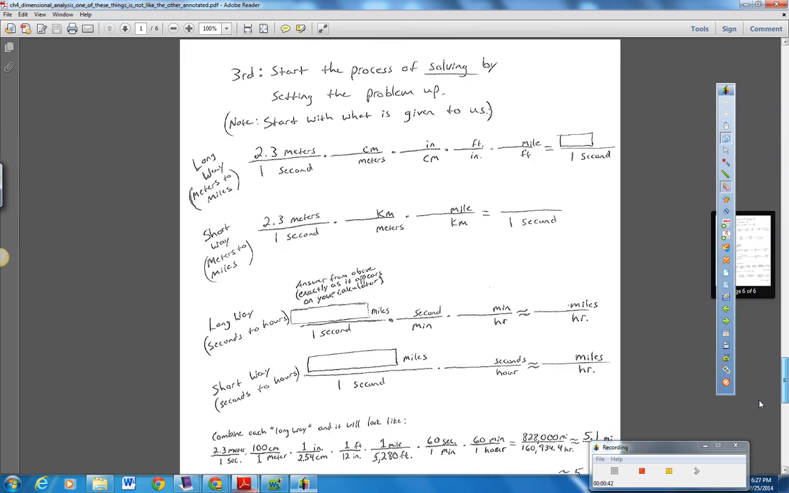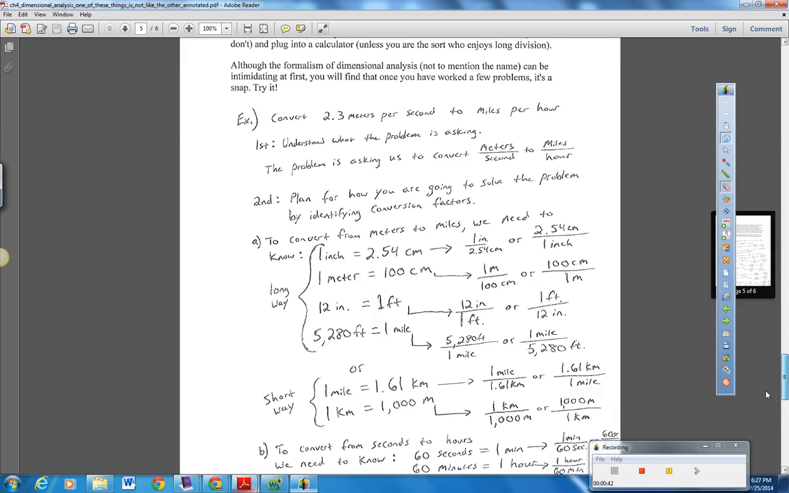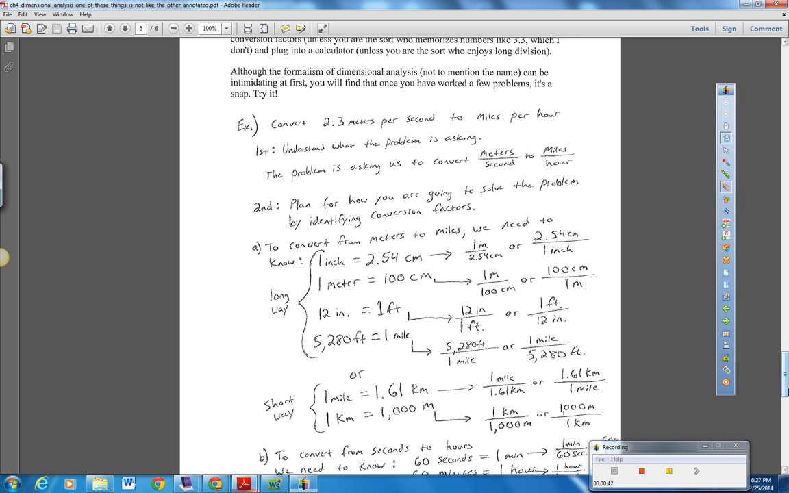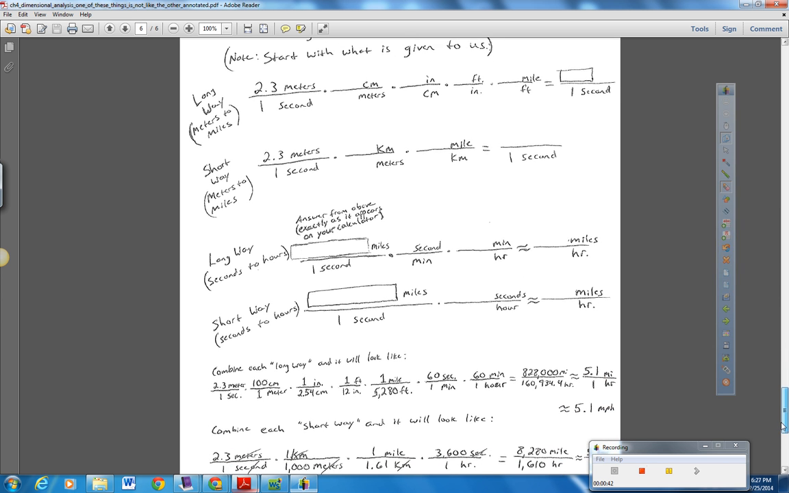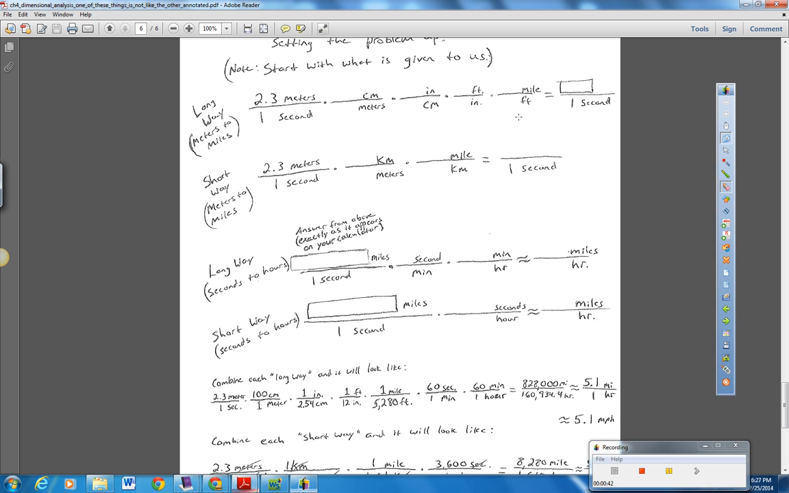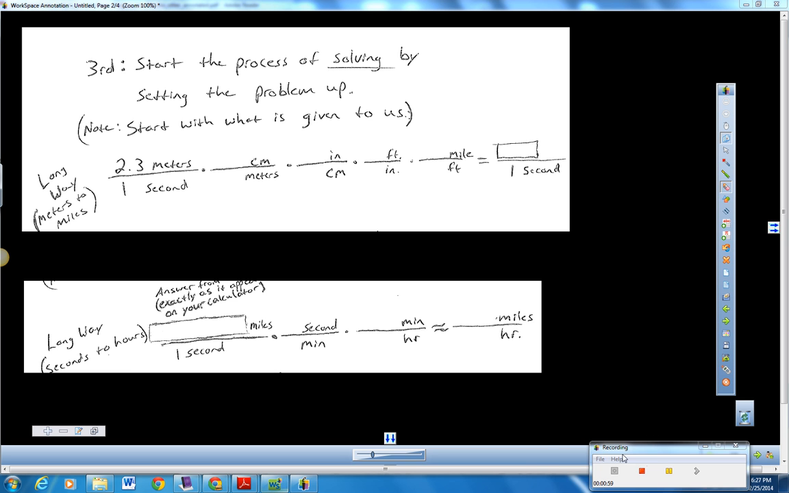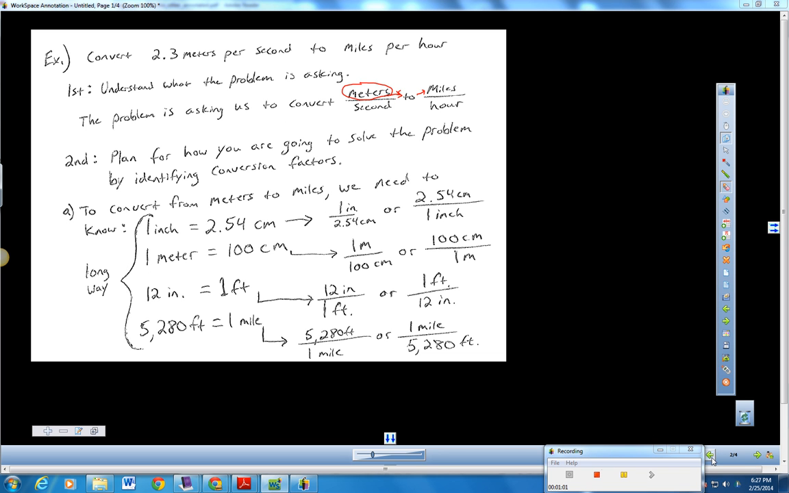The page that I'm talking about is right here, the very last page. What is our goal here? Our goal when we started out with this was to convert 2.3 meters per second to miles per hour. So you can see here, what's it asking us? It's asking us to convert, in vertical fraction form, meters per second to miles per hour.